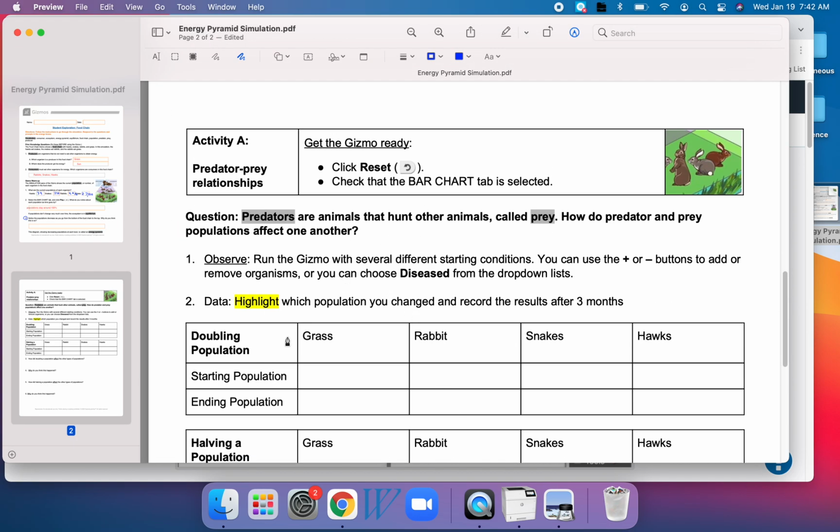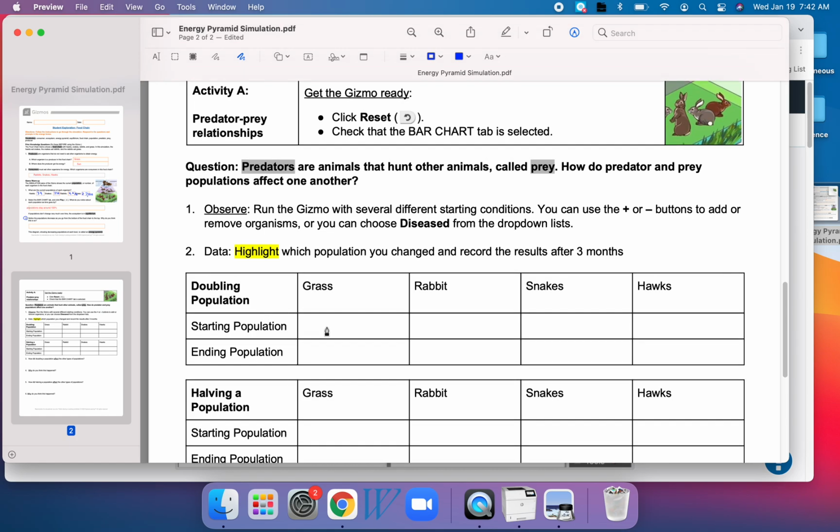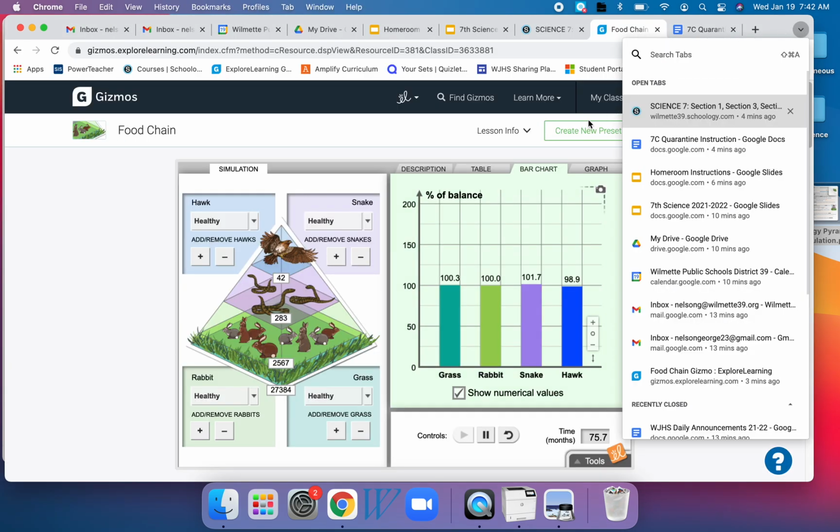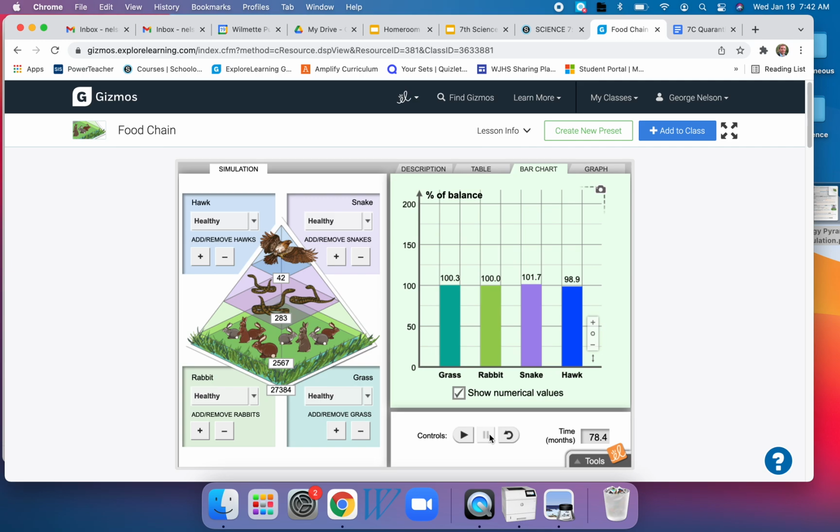All you're going to do today is when you run the simulation, you can do the starting population, right? But what we're going to do is you're going to double one of the populations. So you're going to highlight, change one, which population you're going to change, only one. So you're going to highlight either grass, rabbits, snakes, or hawks. How do you double the population? I'm going to click pause. And then you can just go here if you want to say double the hawks or double the snakes. Notice the number here, doubling it goes up to here, 200%. Hit play, see what happens.